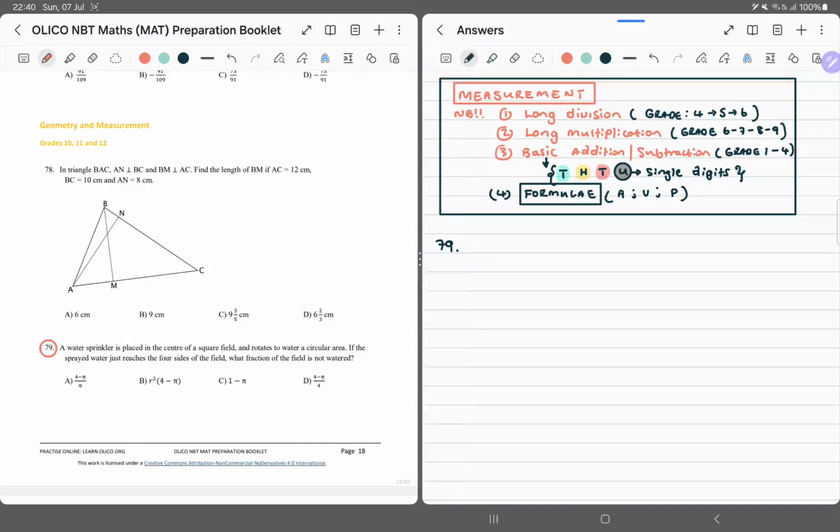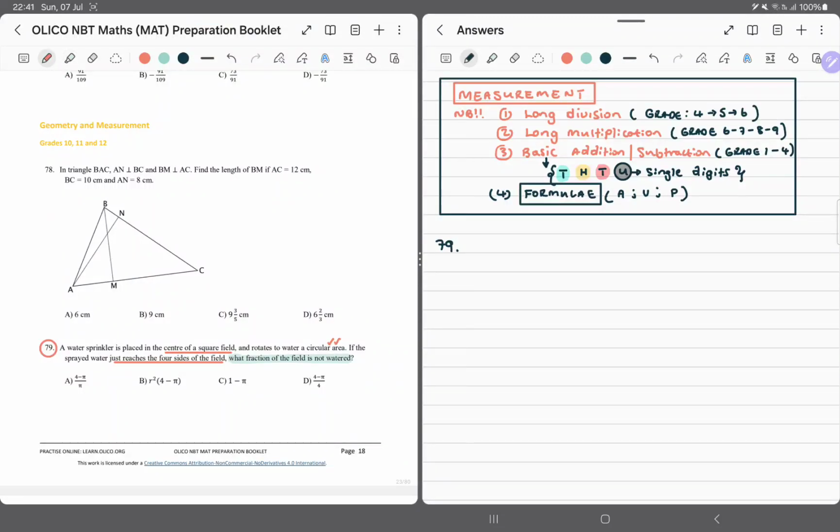Now question 79, we are given here that a water sprinkler is placed in the center of a square field and rotates to water a circular area. Okay, now if the sprayed water just reaches the four sides of the field, question is, what fraction of the field is not watered? So obviously this is an indirect question, more like a hybrid question.